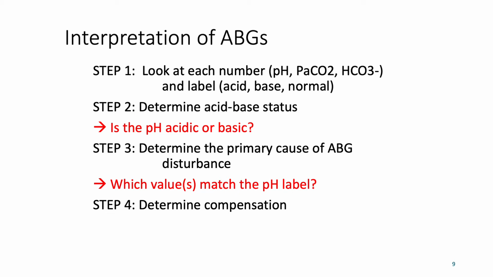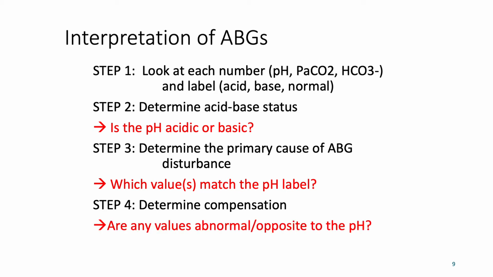Now next, we want to see if the system that wasn't causing the disturbance, if that number didn't match, was it trying to help out? Is there any compensation? And remember, sometimes there's no compensation at all. But how do we know? Well, were there any numbers that were labeled opposite of the pH? So think of those as trying to pull the pH back in the other direction, or pull it back to normal. So for example, if the pH was labeled acid and the CO2 was labeled acid, so I know I have respiratory acidosis, I'm going to look at the remaining number, which would be my bicarbonate. Was that labeled base?